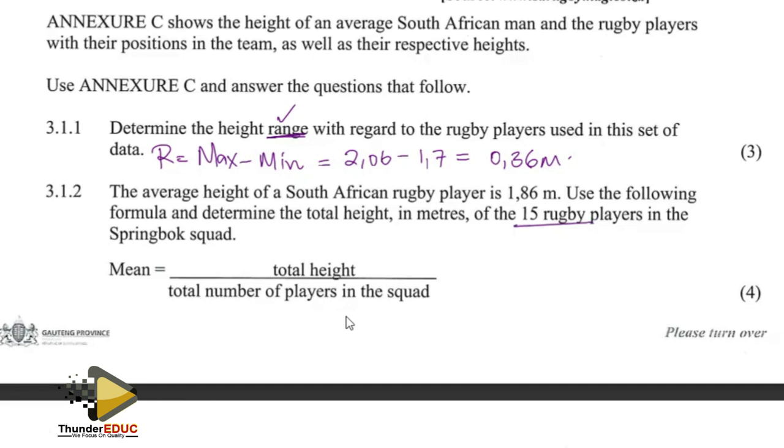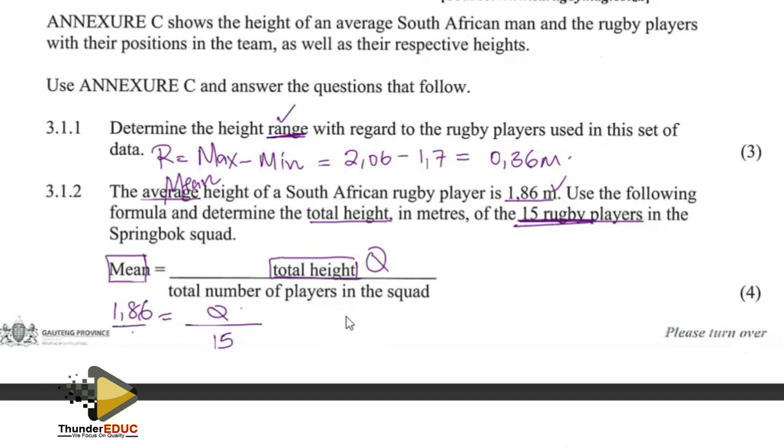Take note, once you're given the formula, please take your time, read and understand. Now, they have given you the average height, which simply means it's the mean. So mean is given to us. So where you see mean, you put that value, which is 1.86, equals, use the following formula to determine the total height. So total height is missing. We shall leave it as Q. So it's Q over total number of players. The total number of players are these ones, 15. But we're looking for Q.